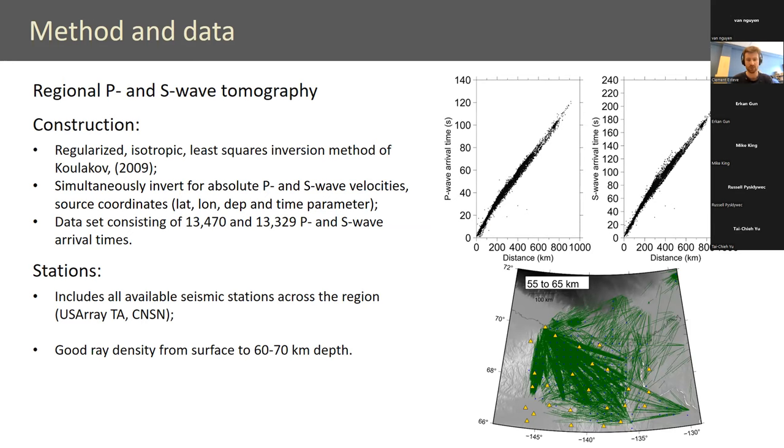So the dataset consists of two self-similar P and S wave arrival time datasets, about 13,000 P and S wave arrival times that are plotted here. On the y-axis, you have the P wave or S wave arrival time, and on the x-axis, the distance in kilometers between the source and the receiver. And as I said, for the stations, we included all the available seismic stations in the region, so mostly USArray stations, but we had some Canadian owned seismic stations like Inuvik, for example. And so we have a good ray density from the surface to 60 to 70 kilometer depth onshore, not offshore.